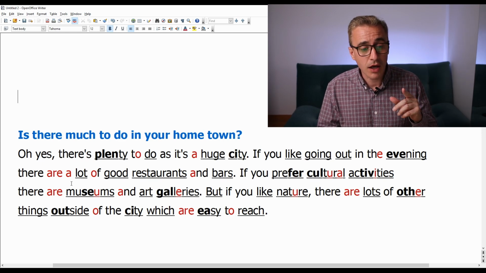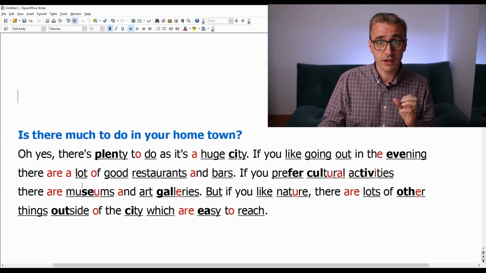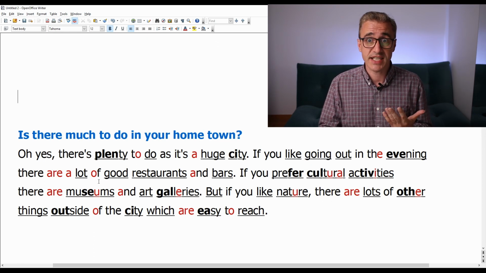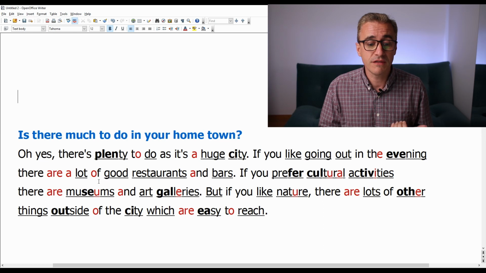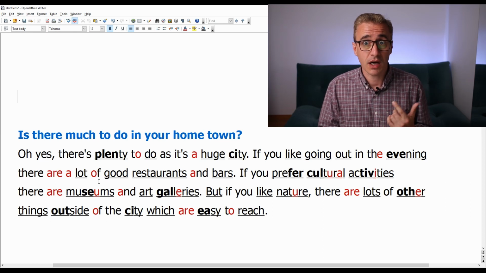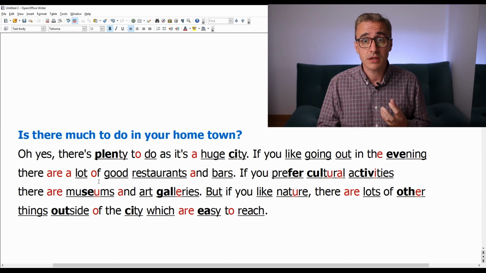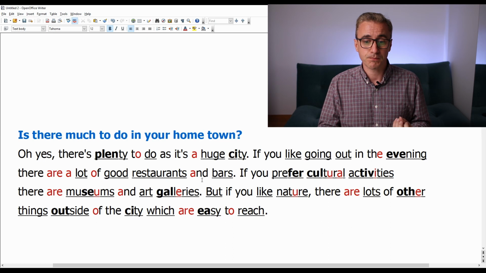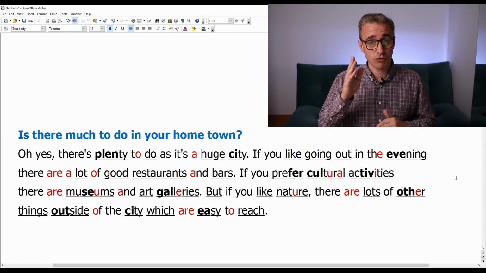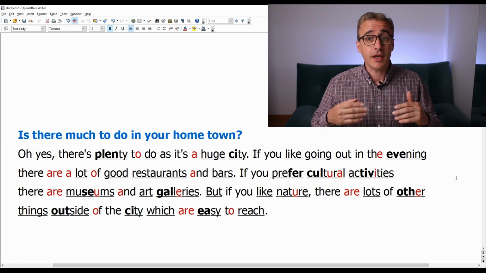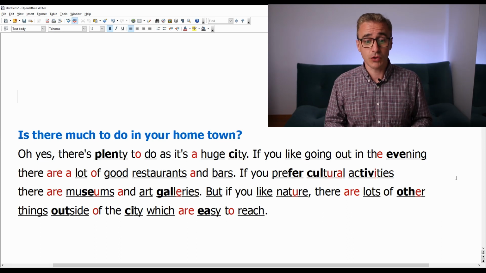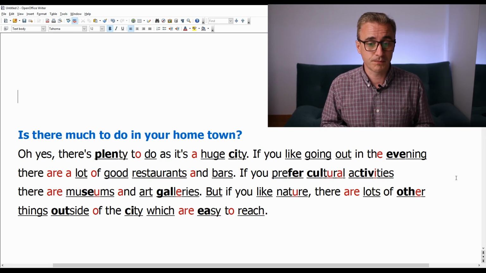There are a lot of, not of. So we're going to change that for the schwa. Remember the F is a V sound. The, of. A lot of good restaurants and, I'm going to reduce that, and bars. So all together, whole sentence, and repeat after me. If you like going out in the evening, there are a lot of good restaurants and bars.